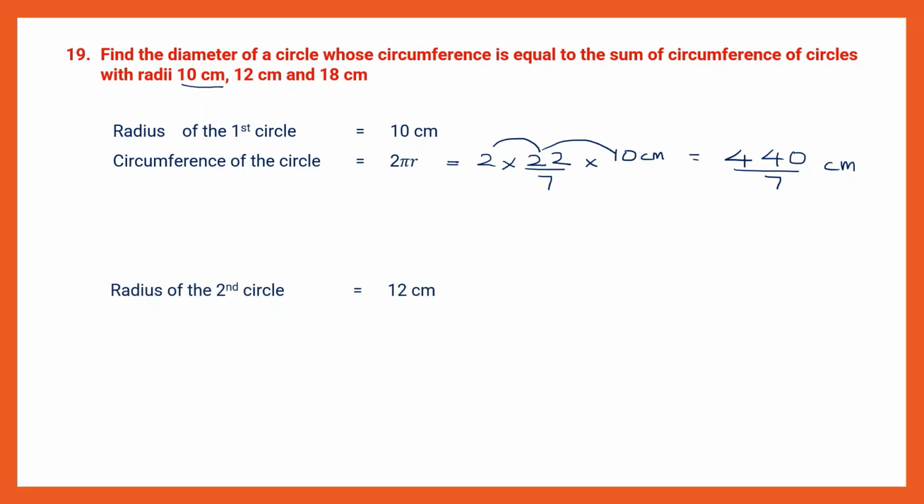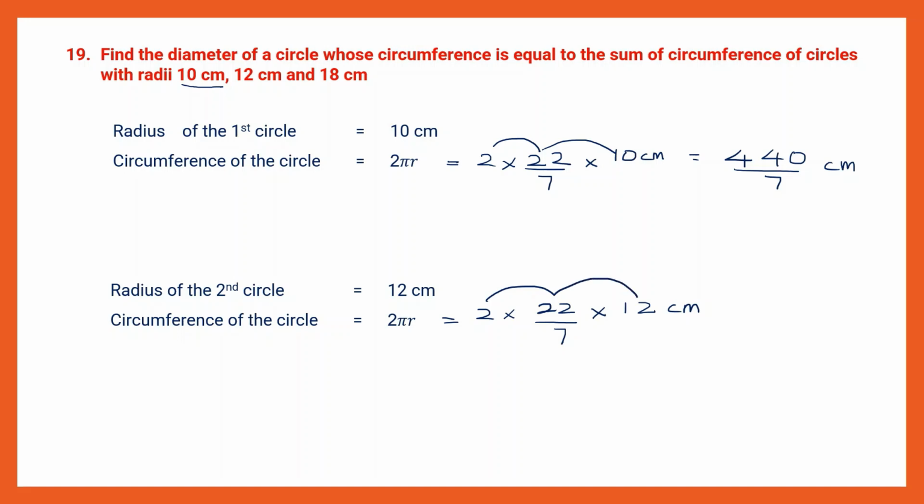Now radius of the second circle is 12 centimeters. Let's find the circumference of this. Again using the formula 2 pi r, which is 2 into 22 by 7 into radius, which is 12 centimeters. So here let's multiply the numerators. 2 into 22 is 44. 44 into 12. So let's multiply 44 into 12.